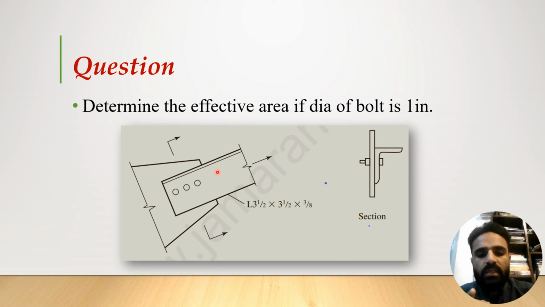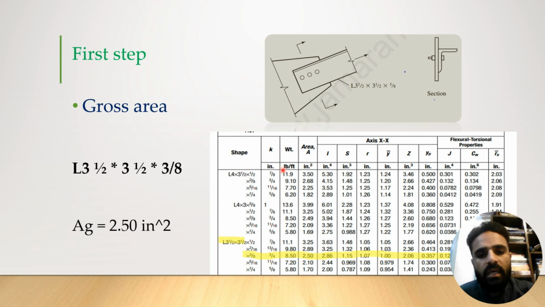The first step is to find the gross area for this member. For this we will use the steel manual table, where the dimensions of the angle sections are given. From the steel manual I got this screenshot: for this section, L 3.5 into 3.5 into 3/8, where 3/8 is the thickness, the gross area will be 2.5 square inch.